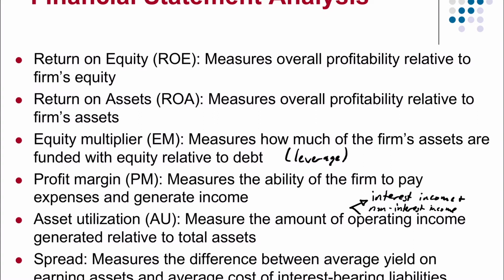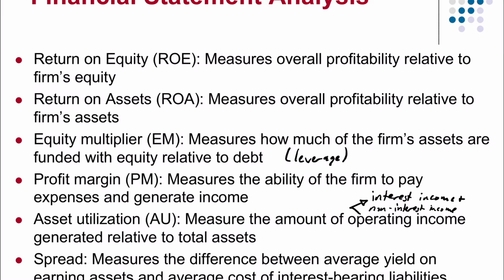And then you also have spread. Spread measures the difference between the average yield on their earning assets and the average cost of their interest-bearing liabilities. The textbook really emphasizes spread, but another important measure that you may see, just to give you a heads up, is net interest income, but we'll be utilizing spread in our analysis.